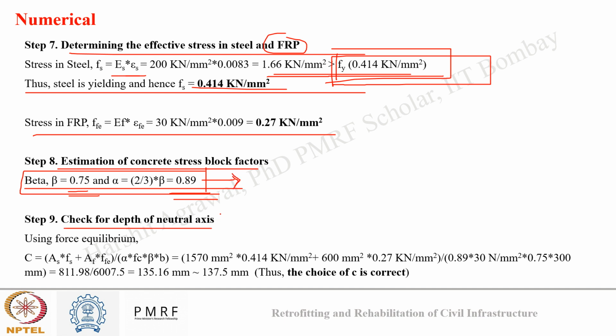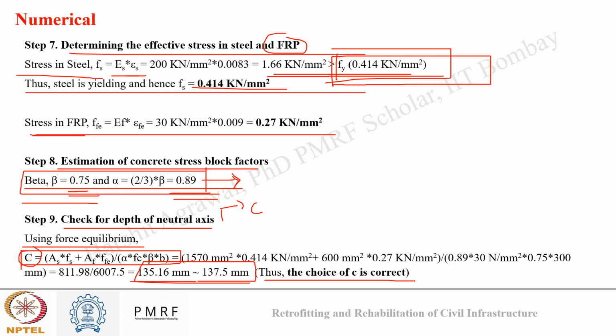Now we need to check whether the value of C that we chose initially is correct or not. We can check by using the force equilibrium. We know the stress in steel, the stress in FRP, and the stress in concrete. So just by using that earlier equation of force equilibrium, I will calculate the depth of neutral axis again, and it is coming out to be 135.66 mm, which is very close to my choice of depth, that is 137.5 mm. Since this is very close to the choice of my depth, the choice of my C value is correct, and I can proceed ahead.